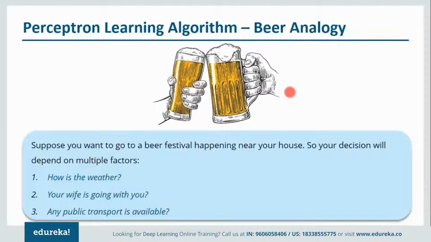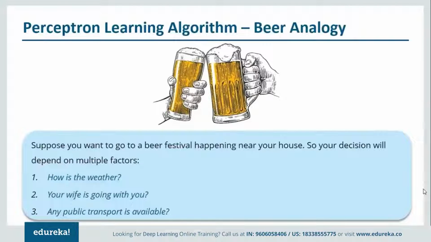So fine, guys. There's a beer festival happening near your house and you badly want to go there. But your decision actually depends on three factors. First is how is the weather, whether it is good or bad. Second is whether your wife or husband is going with you or not. And the third one is whether any public transport is available. So on these three factors, your decision will depend whether you will go or not. We'll consider these three factors as inputs to our perceptron, and we'll consider our decision of going or not going to the beer festival as our output. So let us move forward with that.